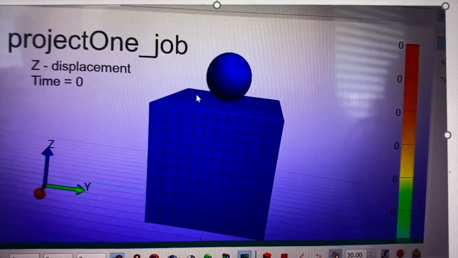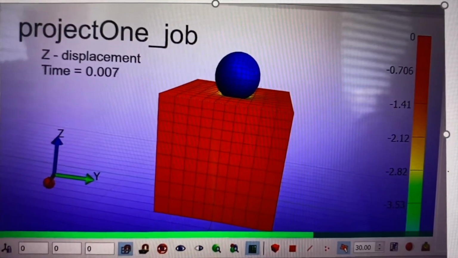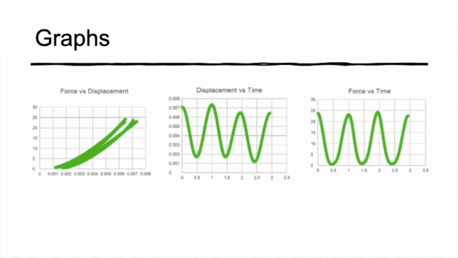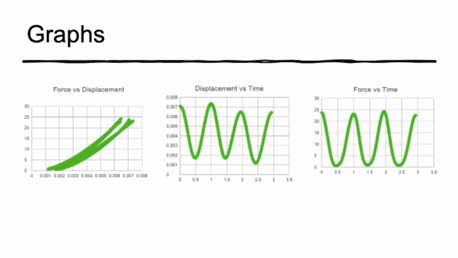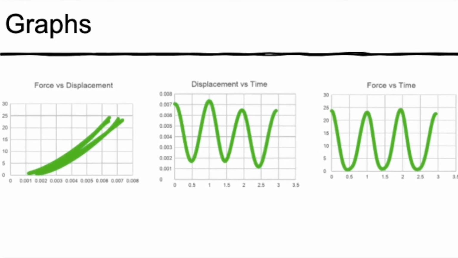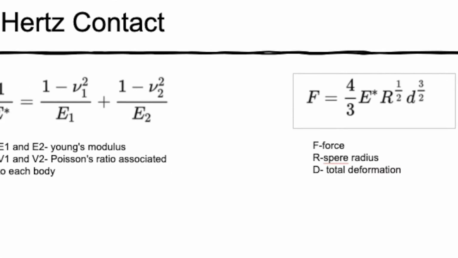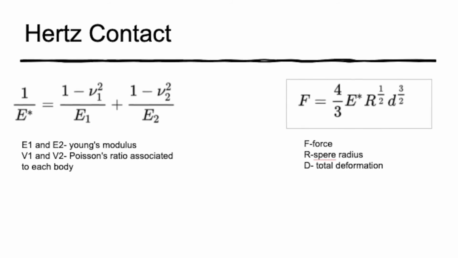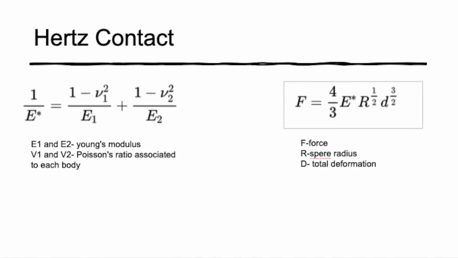As you can see, the ball acts as the probe. The rectangle is the thigh tissue. When run in FEBio, we can now see the force versus displacement, displacement versus time, and force versus time graphs of the deformation. To make sure the model in FEBio was correct, the Hertz contact equation was used to validate the values given in FEBio.